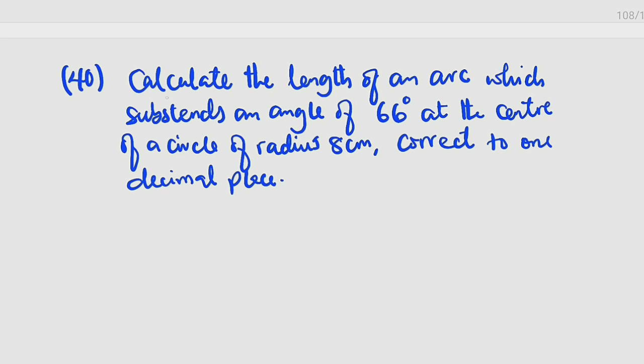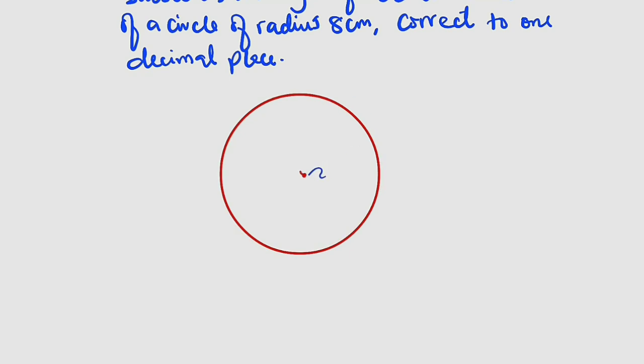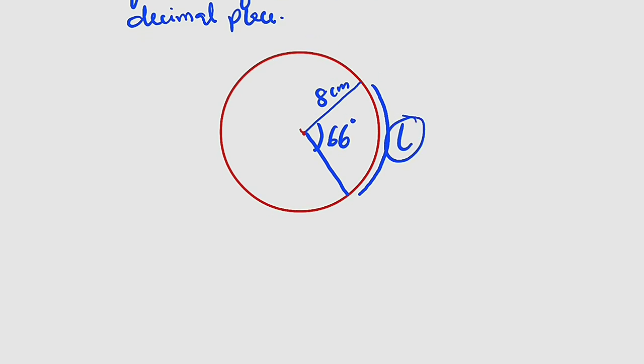Question number 40 reads: we are asked to calculate the length of an arc which subtends an angle of 66 degrees at the center of a circle of radius 8 cm, correct to 1 decimal place. Okay, first of all, I would like to draw a circle here. Suppose we have a circle here, and let's assume this is the center of the circle. This is a sector, right? And this is 8 cm according to the question. So this length is called L, and that's what we call the arc. And the angle subtended is 66 degrees according to the question. So what will be the length of this arc?